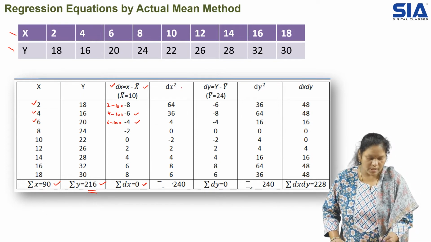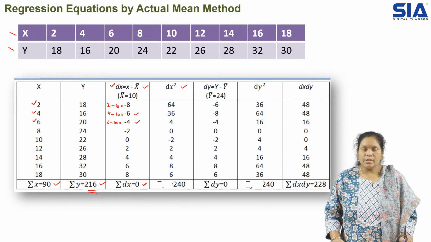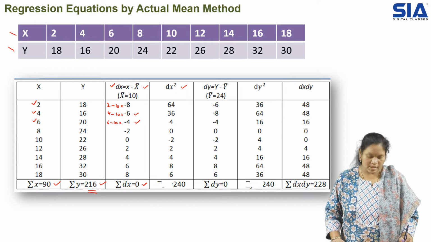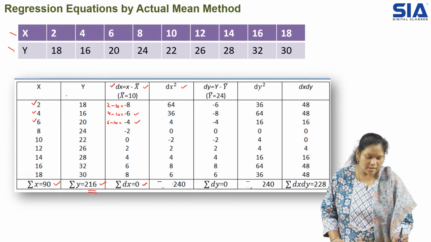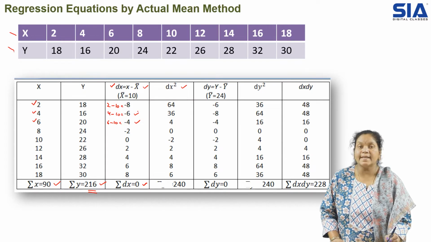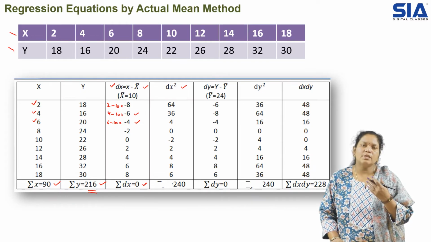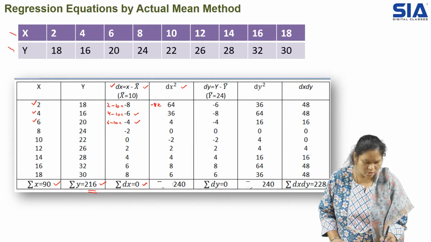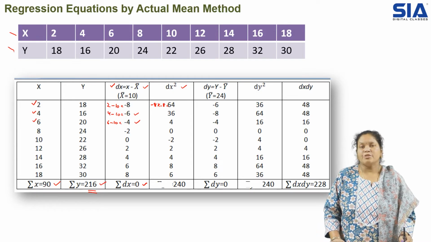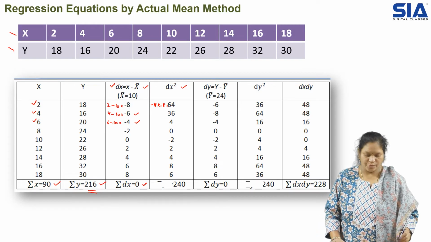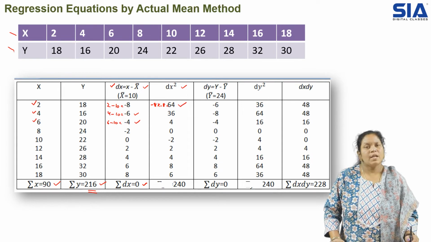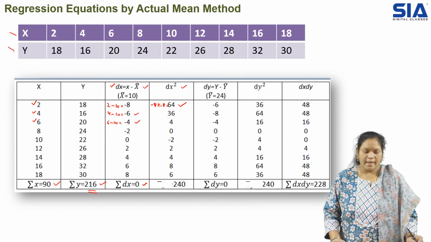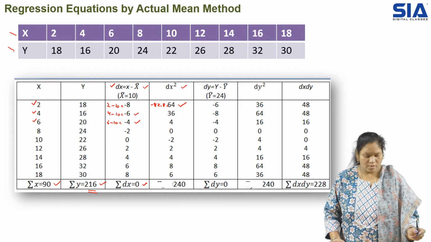Now let us go for obtaining the dx square column. All this I will be utilizing to obtain my byx and bxy. So the next column I have taken is dx square. Whatever values we just obtained in the dx column, you have to square them. So minus 8 into minus 8, minus into minus goes to plus, 8 into 8 is 64. So I have got the value as 64. Like that all the dx values you have to square and write the answers in the dx square column.